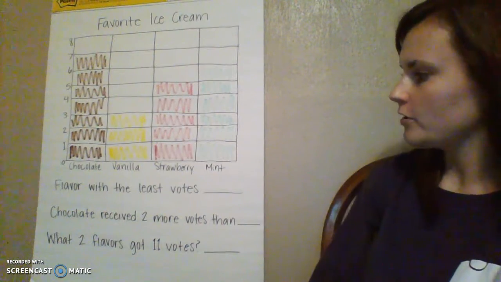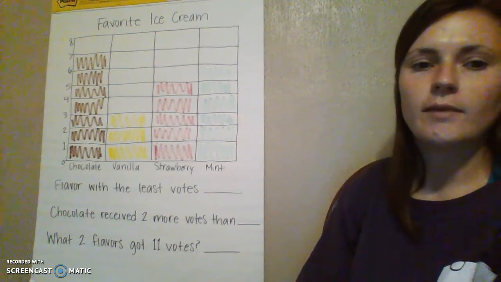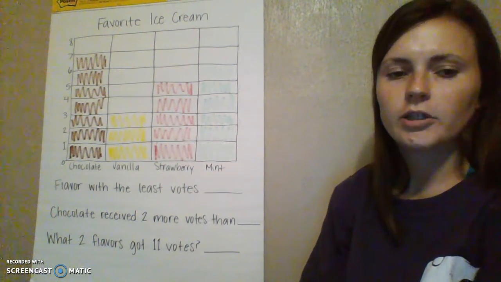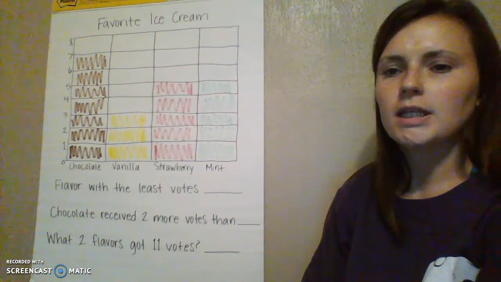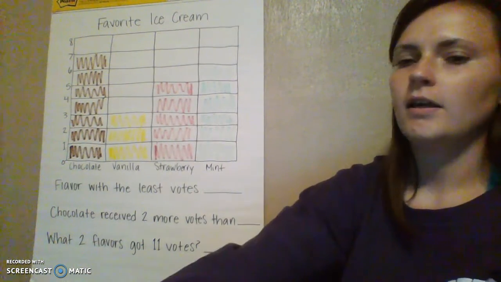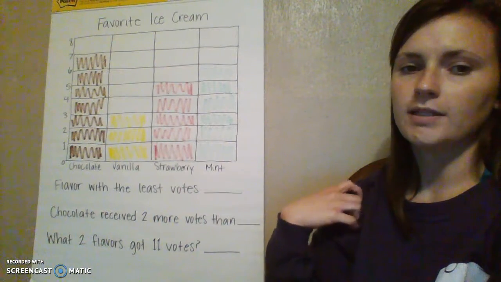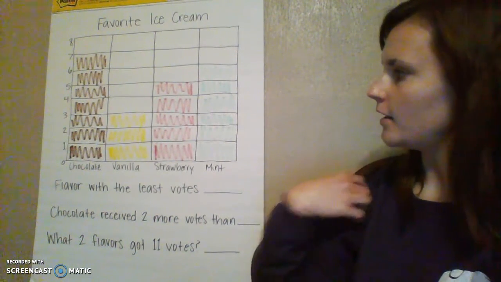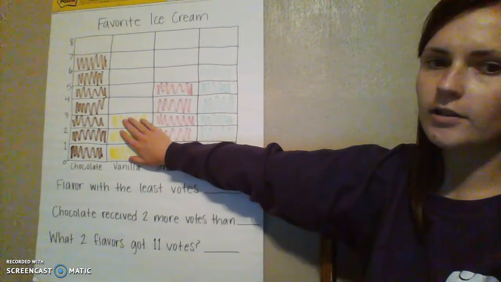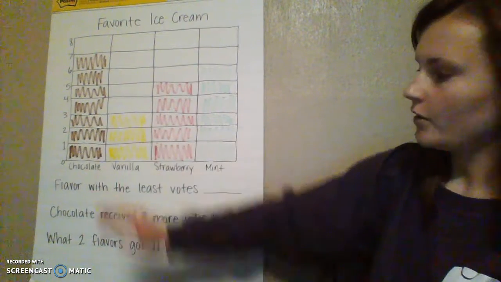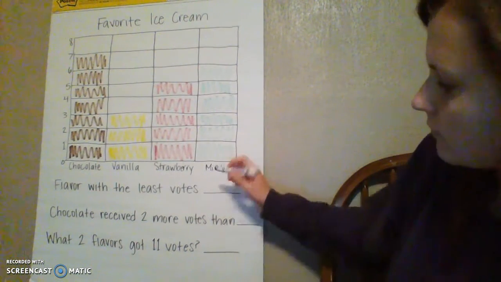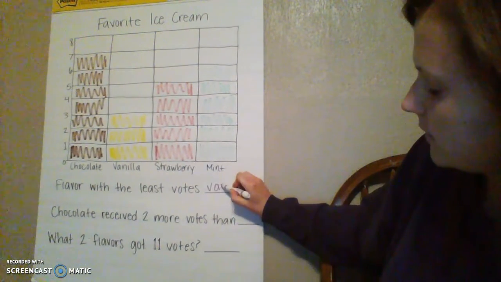Okay, now I'm going to look at my first question, which is the same question as on your worksheet. So the flavor with the least votes. Remember, least means the smallest number. So we can look at our chart and we see that vanilla has the least amount of boxes colored. It only goes to 3. So vanilla received the least.